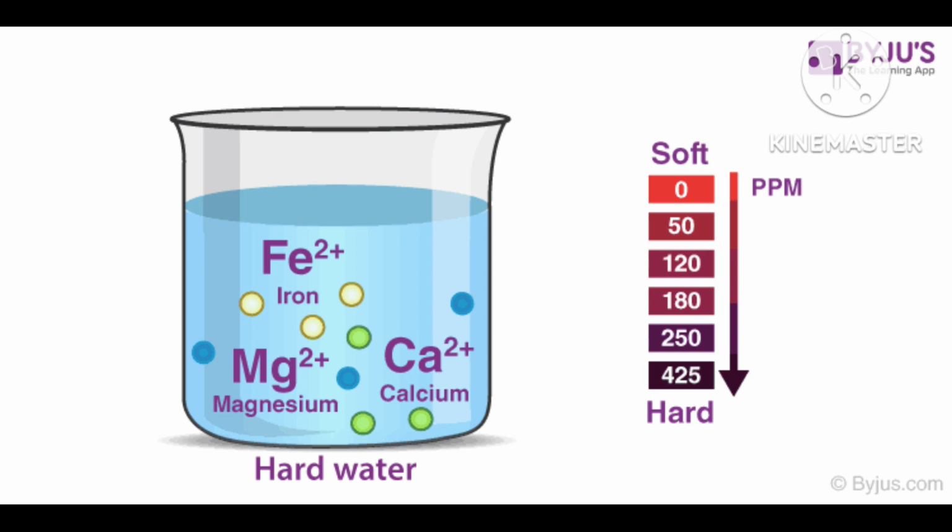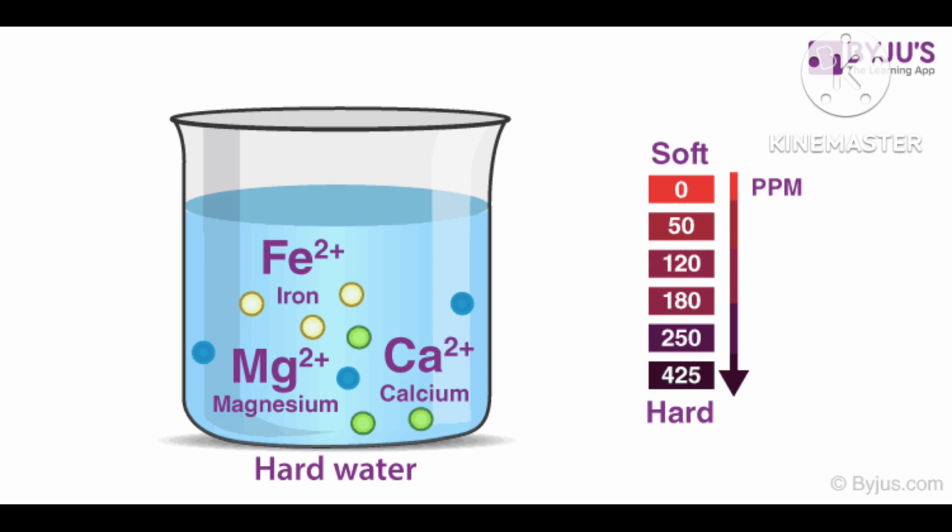Now one more method is there, that is the synthetic resin method. Nowadays it is popular. Nowadays hard water is softened by using synthetic cation exchangers, and synthetic anion exchangers. This method is more efficient than the zeolite process.